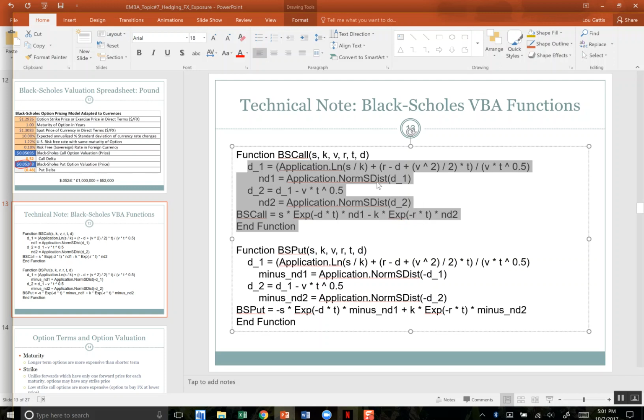Calculate N(D1), which is a function of D1. Then you calculate D2, which is a function of D1. And then the value of the call is the stock price times the present value of the dividend times N(D1), minus the present value of the strike times N(D2). Right, it's obvious.